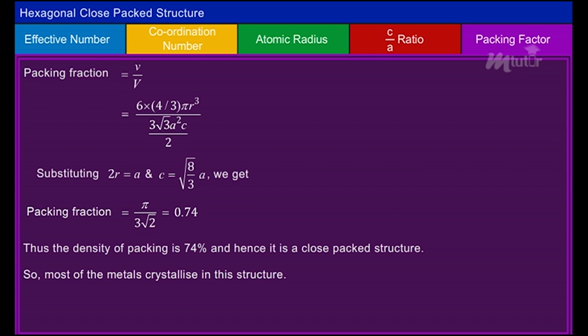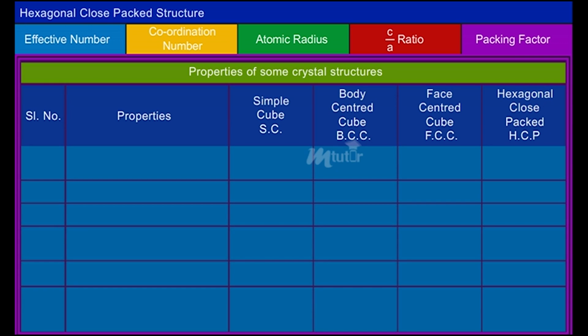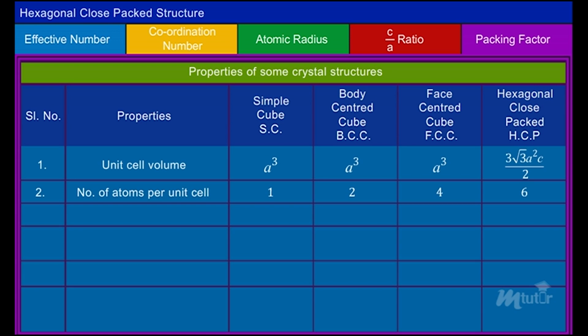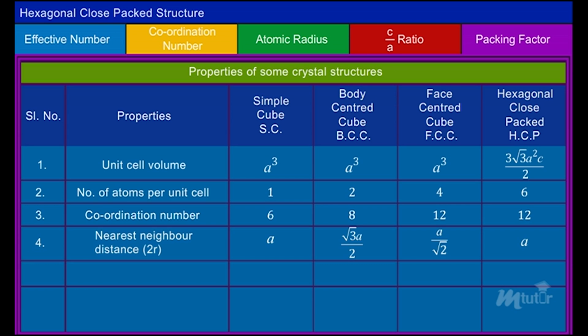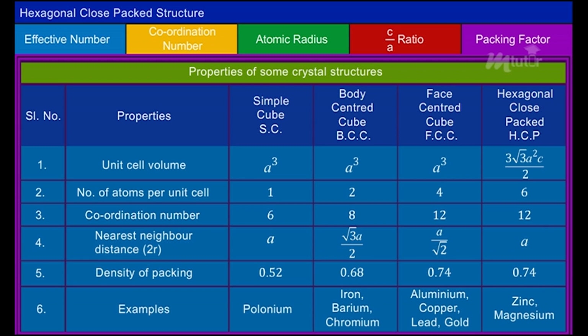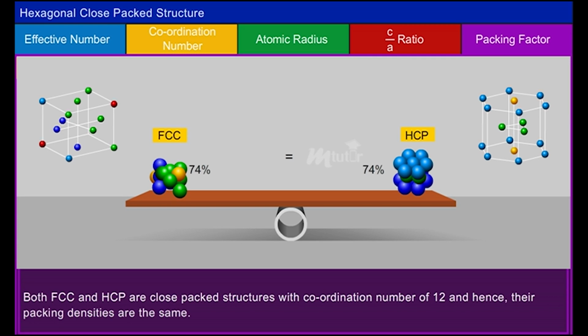So, most of the metals crystallize in this structure. The given table shows the properties of some crystal structures with example. The properties consist of unit cell volume, number of atoms per unit cell, coordination number, nearest neighbor distance, and density of packing, etc. Both of them are close packed structures with coordination number of 12 and hence their packing densities are the same.